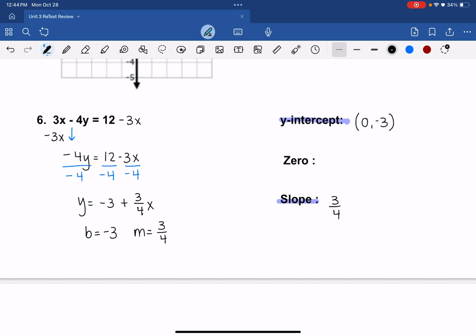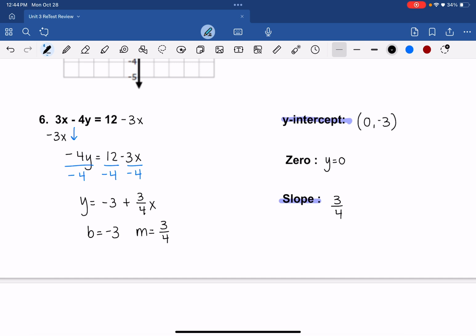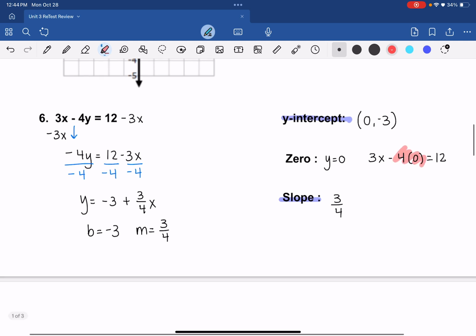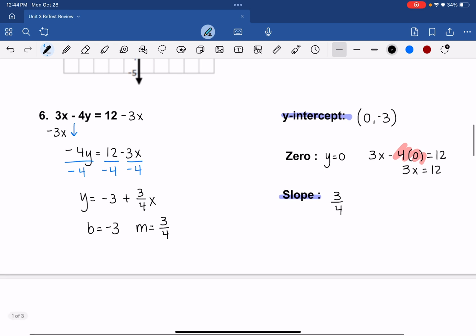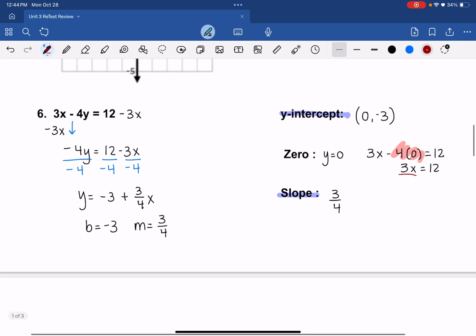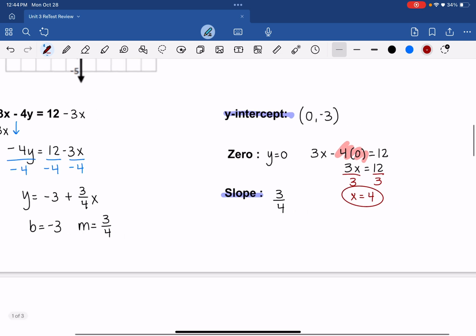In order to find a 0, this is an x-intercept, and an x-intercept is whenever y equals 0. So what I can do is use the equation, but instead of putting my value of y, I'm going to put 0 in for y. Well, 0 times anything is 0. So what I have left is 3x equals 12. And then in order to solve for x here, I would divide by 3. So our x-intercept is 4 here. And we write that as an ordered pair of 4, 0.